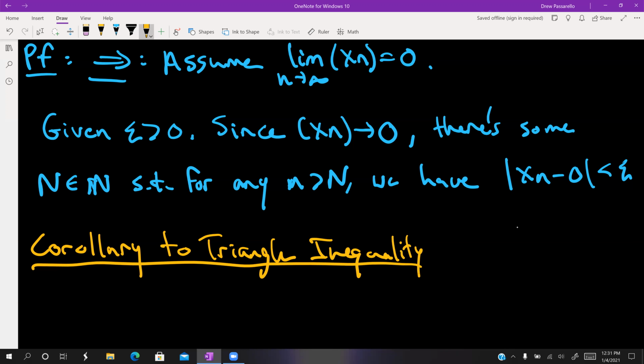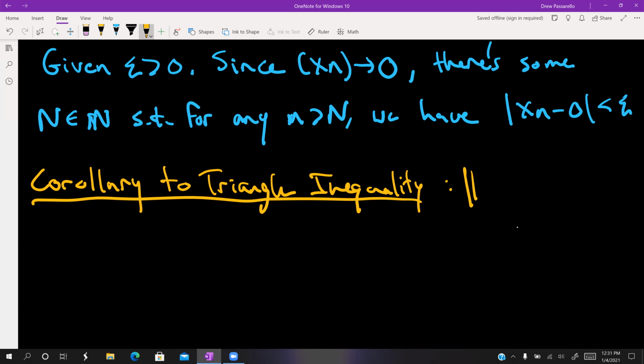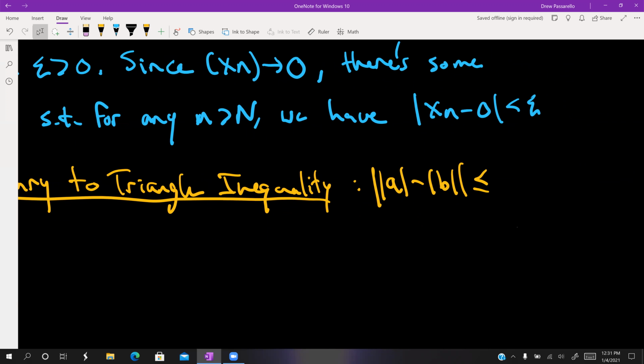So a corollary to the triangle inequality is that the absolute value of the absolute value of A minus the absolute value of B is less than or equal to the absolute value of A minus B. I just wanted to state it first.